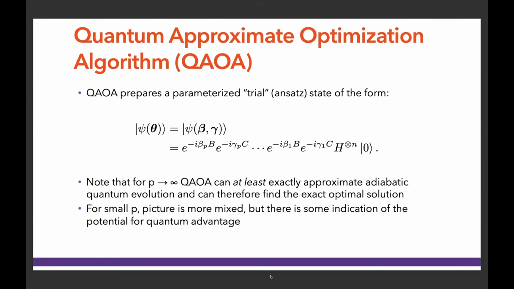Now, why do we think this is a good thing to try? Well, for an infinite number of these alternation layers, at the very least, you can exactly approximate adiabatic quantum evolution. And so if you perform the evolution adiabatically for a sufficiently long time, you will prepare the desired state, and you have a guarantee that that will happen. Now for small p, the picture is a bit more mixed, but there's still some indication of potential for quantum advantage, which I'm not going to dive too deep into here.